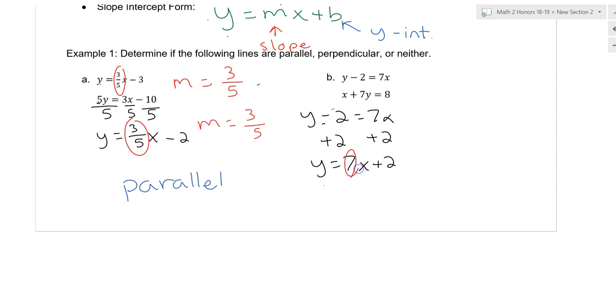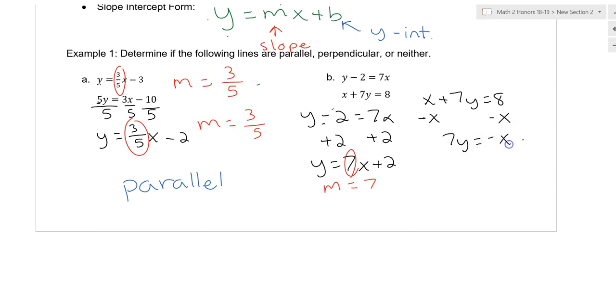So then whatever is in front of x is our slope. Same thing with part B. x plus 7y equals 8. Again, y is not by itself. I have to get rid of this x first, whatever is being added to it.